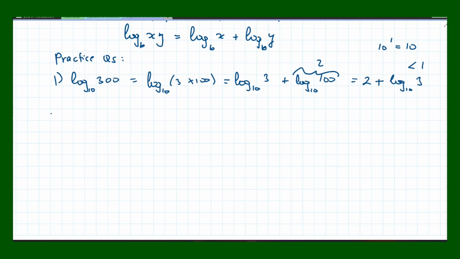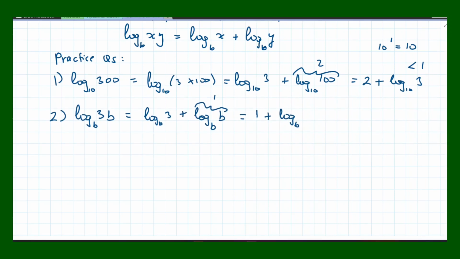Let's look at the second example, in which we have a general base b, and I have 3b here. Oh, what a surprise! Doesn't this look just exactly like the previous example? Well, not quite, but very similar. So I can straight away use this trick. I can replace this with log base b of 3 plus log base b of b. And I know that log base b of b is equal to 1. So this whole expression is just going to cancel down to 1 plus log base b of 3.